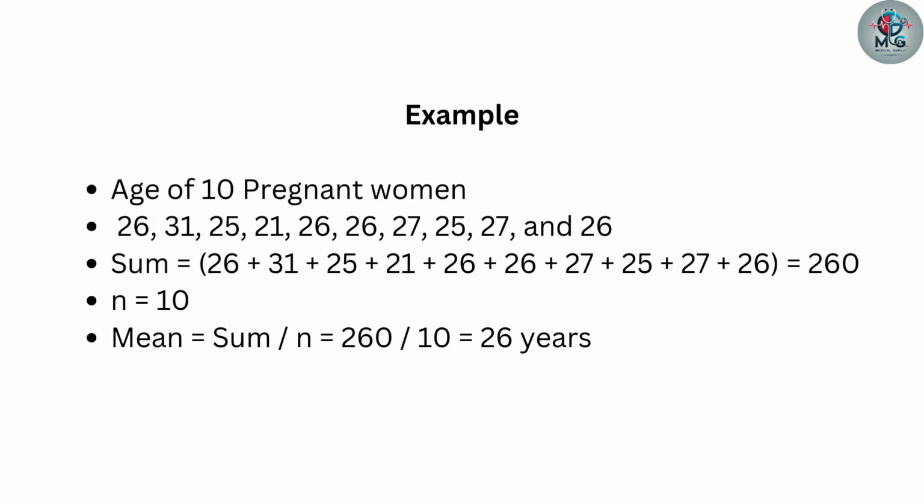Example. Age of 10 pregnant women: 26, 31, 25, 21, 26, 26, 27, 25, 27, and 26. Sum equals 260. N equals 10. Mean equals sum over n, equals 260 over 10, which is equal to 26 years.